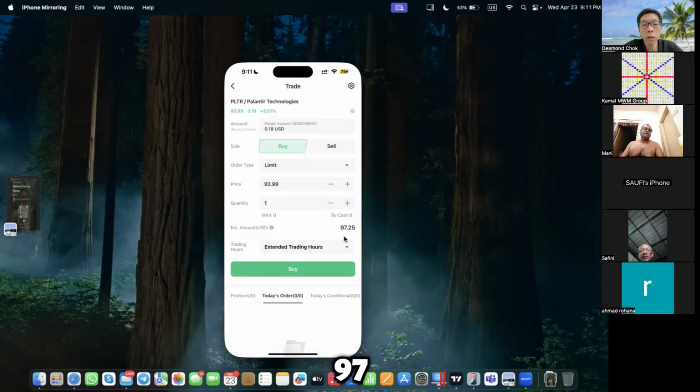So if the price, see, 93.99, that now it's 97. Okay, you can see 93.99. But when you buy that time, you can see 97.25. Why this one so expensive than the current price? This price is already included all your brokerage charges and all the fees. So you don't worry that I buy at a different price from that. So when the portfolio shows here, it will show you 97.25, not your buying price.